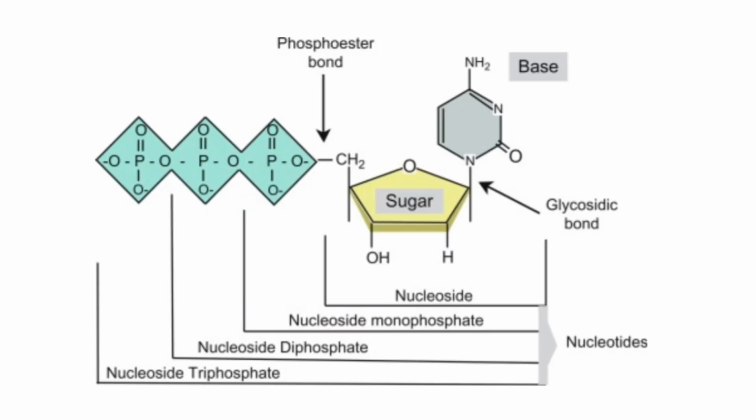Now, the bond between the pentose sugar and the phosphate group is called the phosphoester bond. Recall that the one between the nitrogenous base and pentose sugar is called the glycosidic bond. If it's for purine, it is N9 to C1. If it's for pyrimidine, it is N1 to C1.